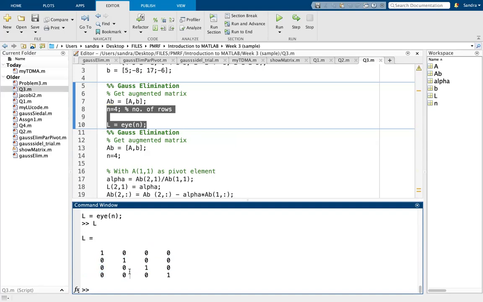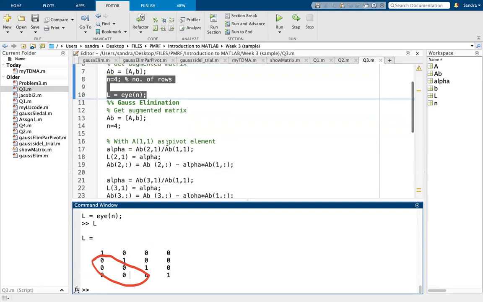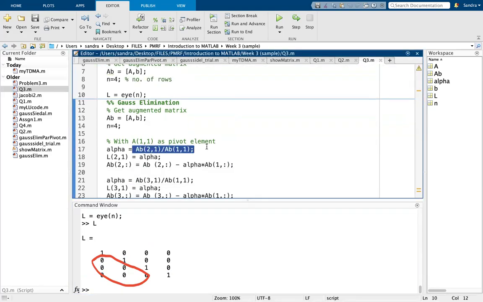So basically, let me just annotate. Now you have to enter values into these entries. For that, you see the alpha's formula. This is AB21, AB11. You have to take this number and this number, that is 2, 1. You take the L matrix and in the entry 2, 1, you place the alpha value.